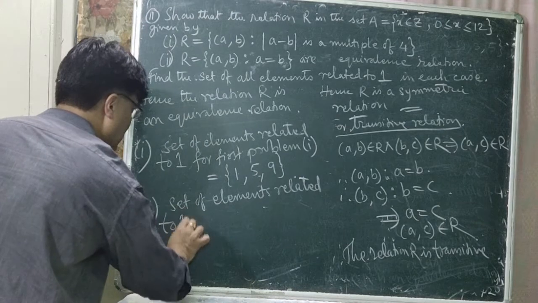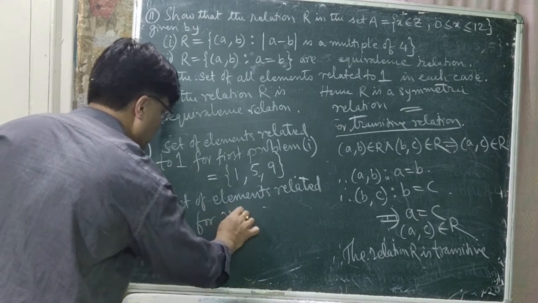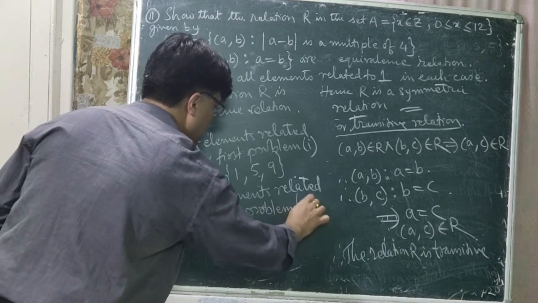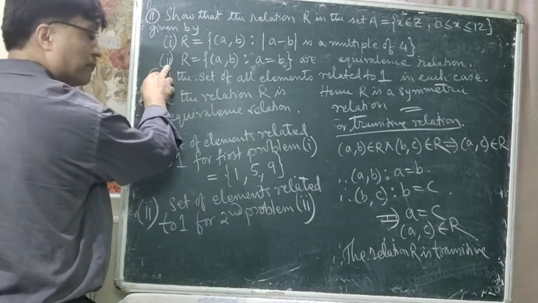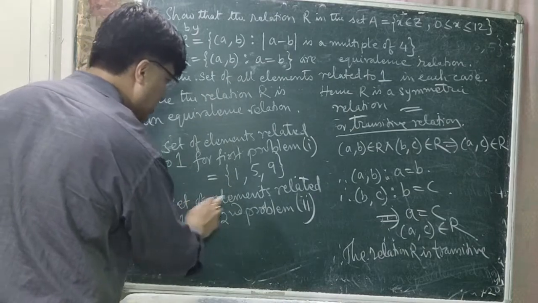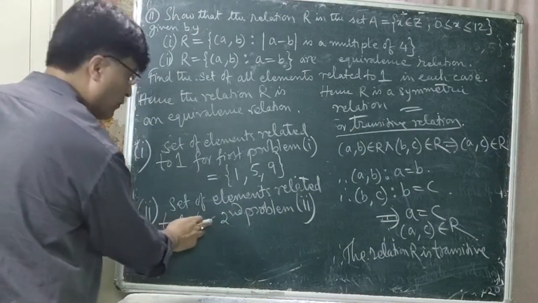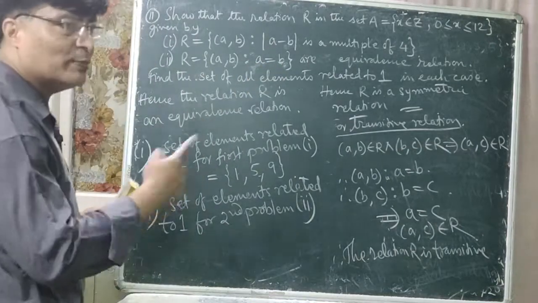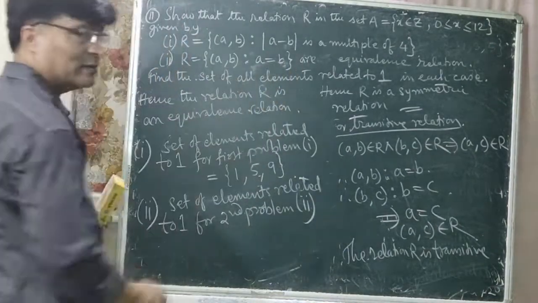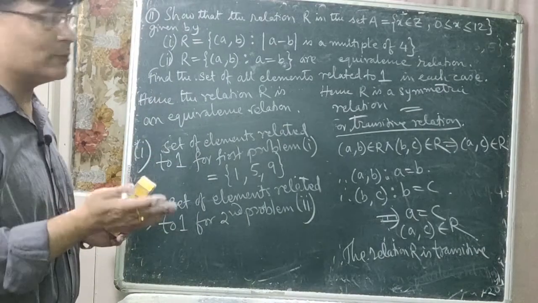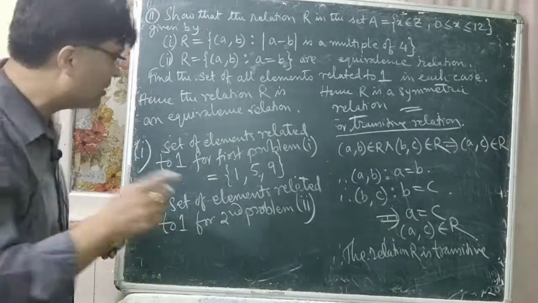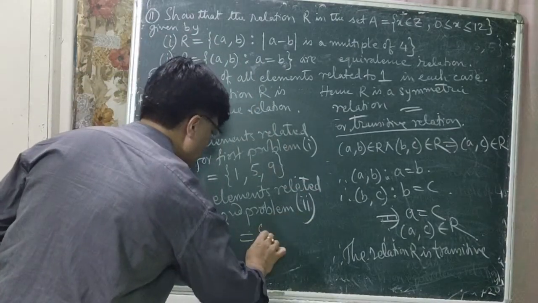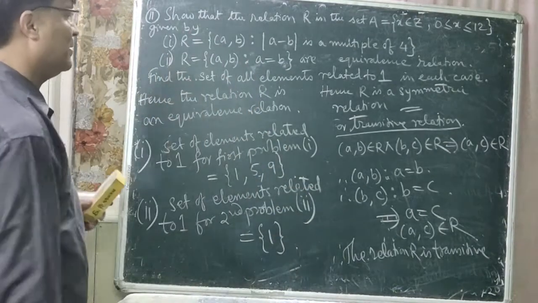And for number 2, set of elements related to 1 for the second problem, that is A is equal to B should be there. That means 1 is equal to 1. 1 is equal to 2 is not possible, 1 is equal to 3 is not possible, 1 is equal to 12 is not possible, only 1 is equal to 1 is possible. So for number 2, it is only number 1.